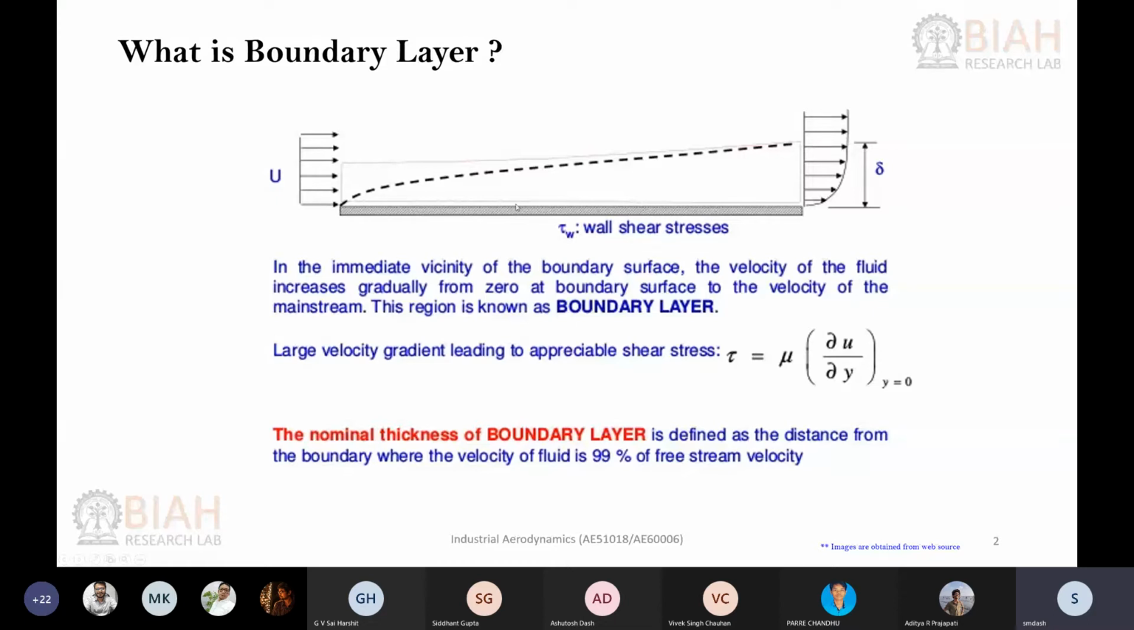Okay, so this is not only seen in the external flow scenario, you also see it in the internal flow scenario. So what is the difference between external and internal flow? Can someone tell me? What do you mean by external flow? What do you mean by internal flow?